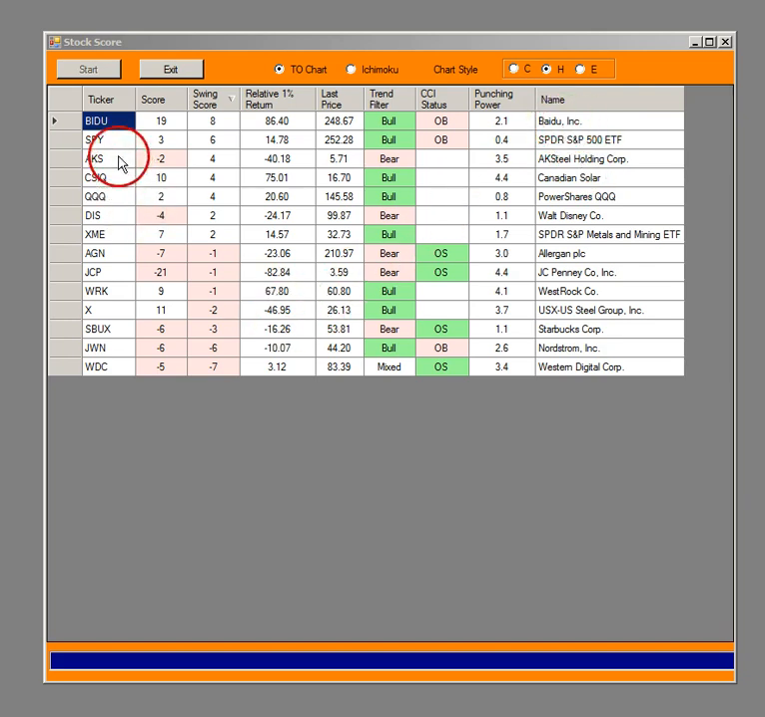But now let's look at some charts. And the first one is BIDU, which has the highest stock score. We ranked them by stock score. Or actually, we ranked them by swing score. But BIDU has the highest stock score. It does have the highest relative return.